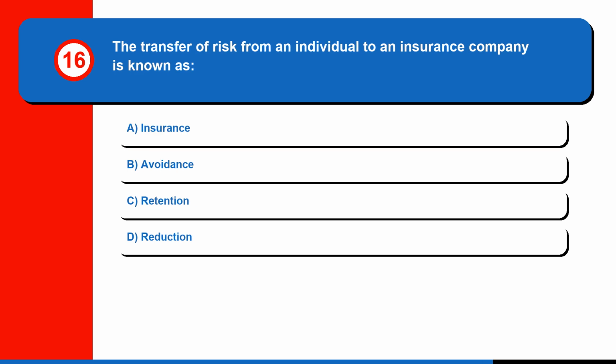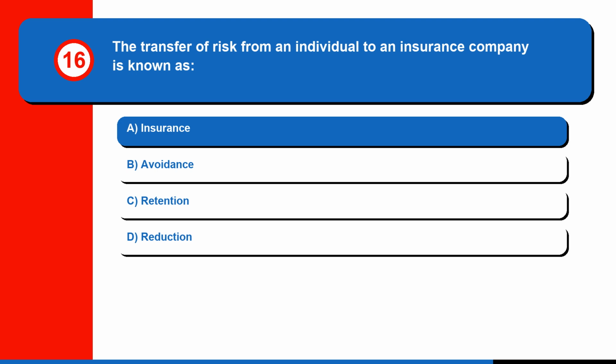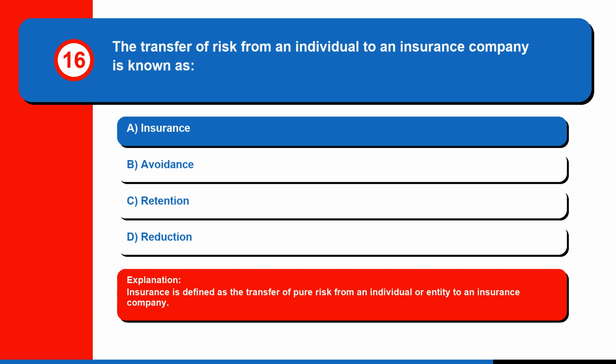Question 16. The transfer of risk from an individual to an insurance company is known as A. Insurance. B. Avoidance. C. Retention. Or D. Reduction. The correct answer is A. Insurance. Insurance is defined as the transfer of pure risk from an individual or entity to an insurance company.